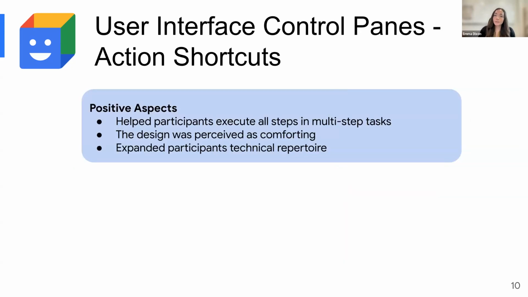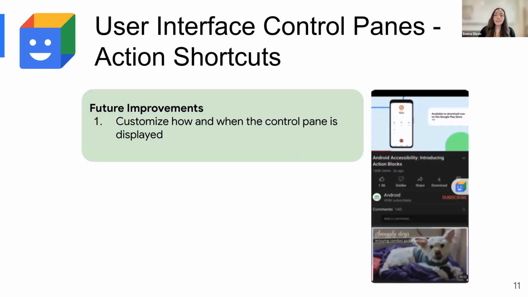As for Action Shortcuts, we found it helped participants execute all steps in multi-step tasks. They found the design as comforting, and the control panes helped them to expand their technical repertoire. Yet, the control pane got in the way of participants interacting with various apps, even when it was in its minimized state. So participants wanted to customize how and when action shortcuts were displayed.